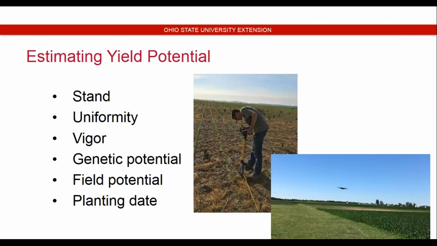We've also tried to keep track of how the season is progressing in terms of yield potential. So early in the season, we evaluate stand, we look at uniformity and vigor. I discuss with the cooperating grower what the genetic potential is. We look at historical information about the field. And then this year, one of our biggest challenges was planting date and what windows we had available.